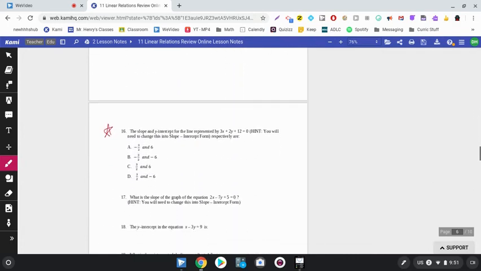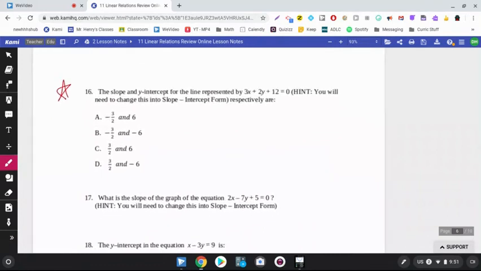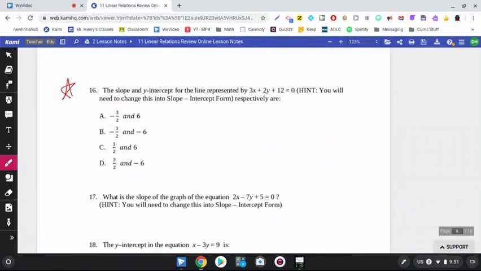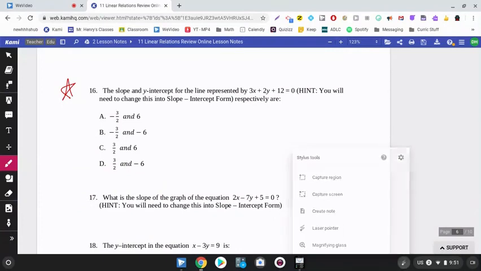And this is the last one I'm going to do. The slope and y-intercept of the line represented by 3x plus 2y plus 12 equals 0 are, and I have to find the slope and y-intercept. Well, you can read the hint, and this is what I'm going to say. This is in general form, so I can ask you for something that's not immediately told.